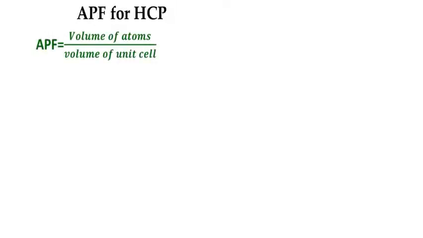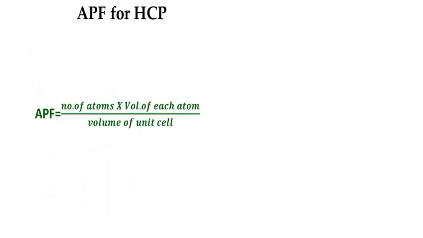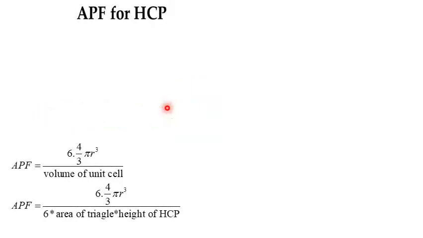So again, what is the APF? APF is the volume of atoms divided by the volume of a unit cell. So the volume of atoms can be written as the number of atoms times the volume of each atom, which can be written as here.